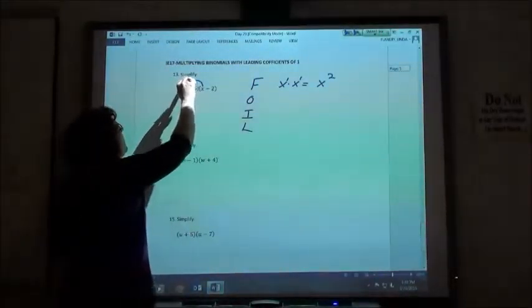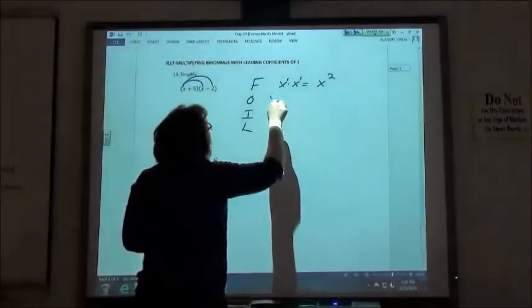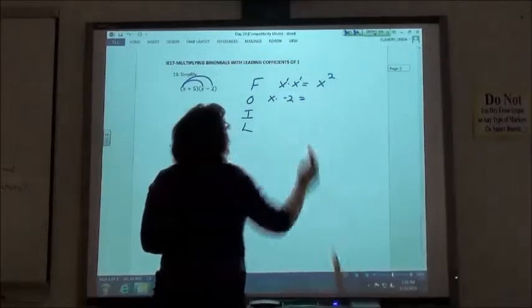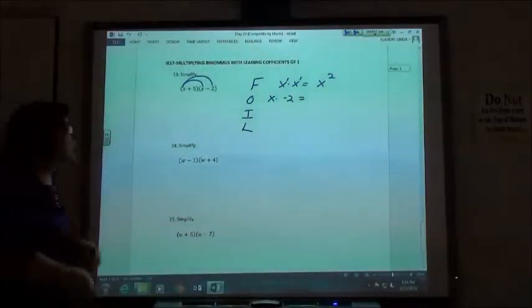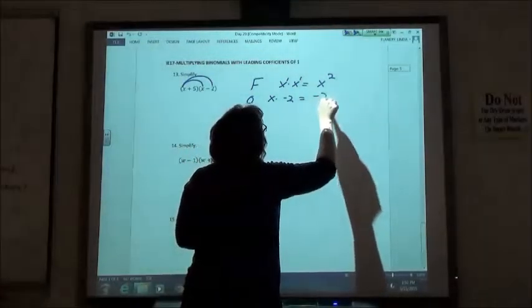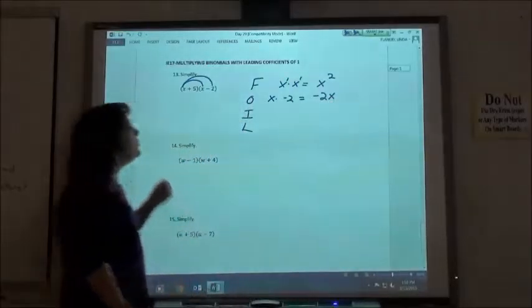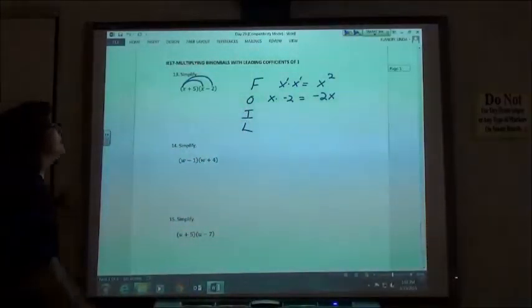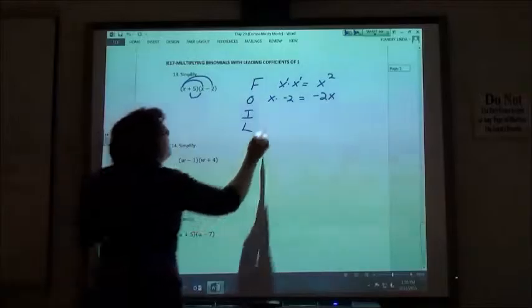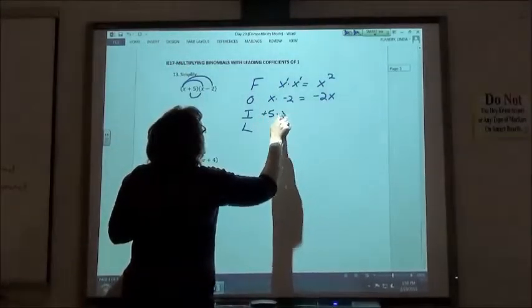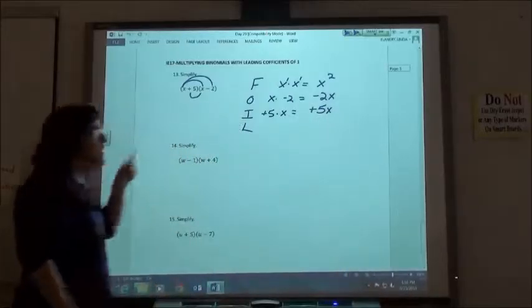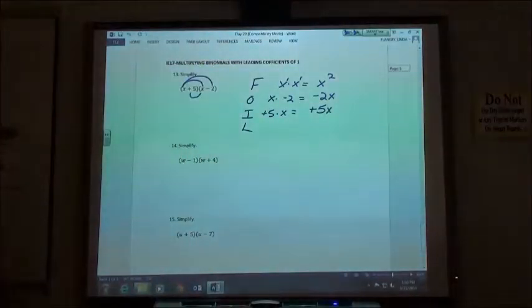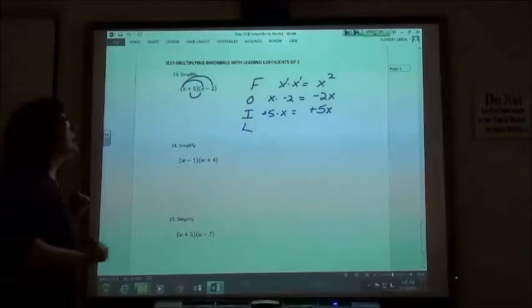Doing my outside pair together, my outside pair would be the x times the negative 2. In algebra, when you take a variable times a number, you just put the number in front of the variable, no sign in between, so x times negative 2 is just negative 2x. Then doing my inside pair together, I have a positive 5 times x, so I'm going to get a positive 5x. I put that sign there because I know normally I'd be writing this all out in a row and I need the signs in between.